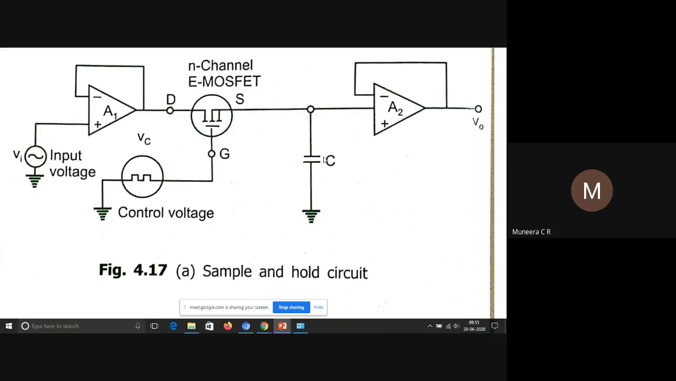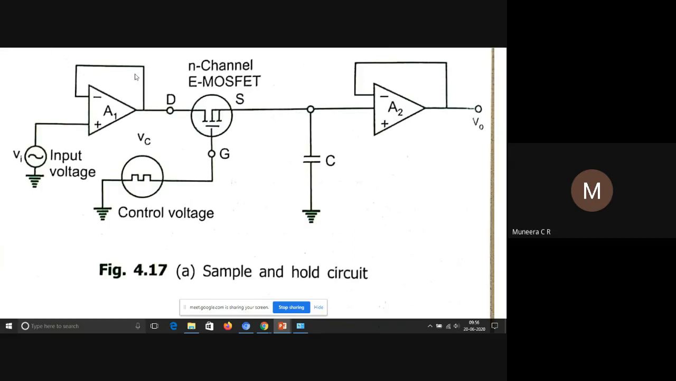And here there is a capacitor to hold the discrete instantaneous value. There are two more components, voltage amplifiers, one at the input side and the other at the output side. A voltage follower has a very high input impedance, while its output impedance is very low. So these voltage followers are used to isolate the sample and hold circuit from the other circuitry, basically.